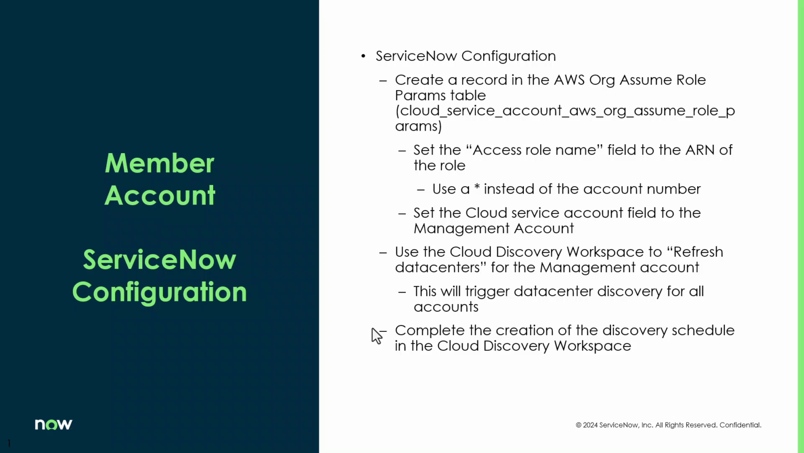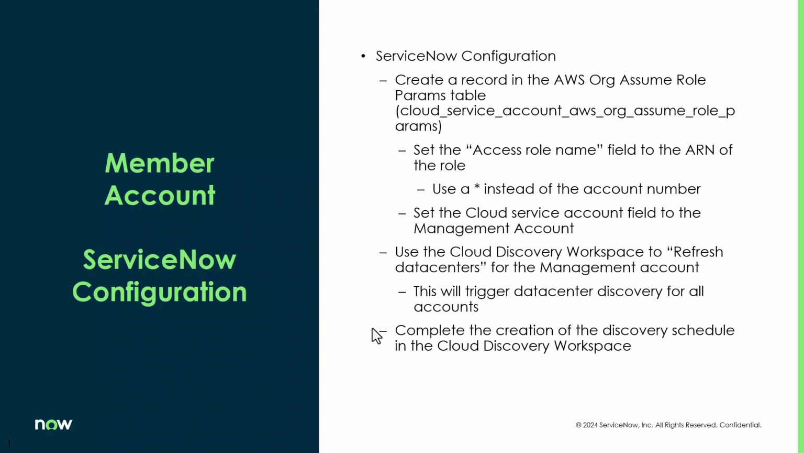On the ServiceNow side, there's the AWS org AssumeRole table. And you will create a record in that table, and you will set the access role name to the ARN of the role. The only difference is because this is going to apply to multiple accounts, instead of using the account number, you'll use a wildcard like an asterisk. For the cloud service account field, you'll set that to the management account. And basically what that's saying is that anytime a member is underneath that management account and we're doing discovery on it, we will use this record to choose what role to assume.